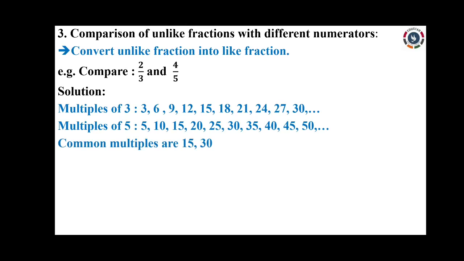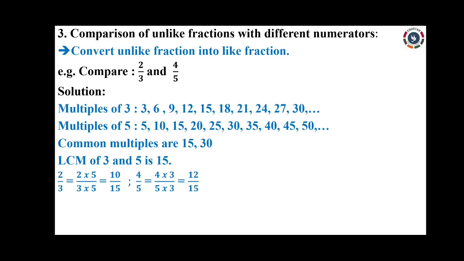Now we know the common multiples. From the common multiples we have to find the LCM. LCM means least common multiple. Here, which one is the least common multiple? Yes, 15. So the LCM of 3 and 5 is 15. Now this 15 is going to be the denominator for both the fractions.